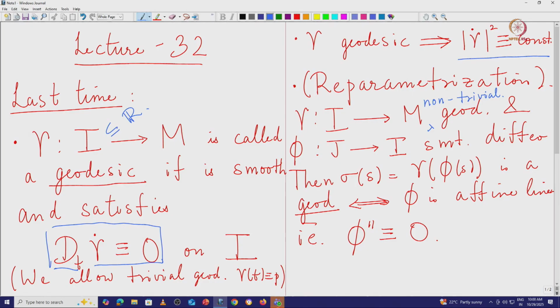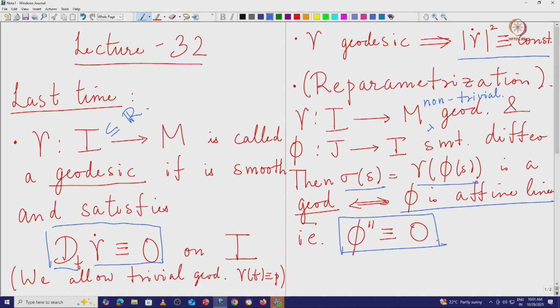Then I also made an important comment about reparameterization, which basically says the following: if gamma from I to M is a non-trivial geodesic and phi is a smooth diffeomorphism, and you reparameterize gamma using phi, so sigma of S is given by gamma of phi of S, then the new reparameterized curve is a geodesic if and only if phi is affine linear, which means that the double derivative of phi is 0.